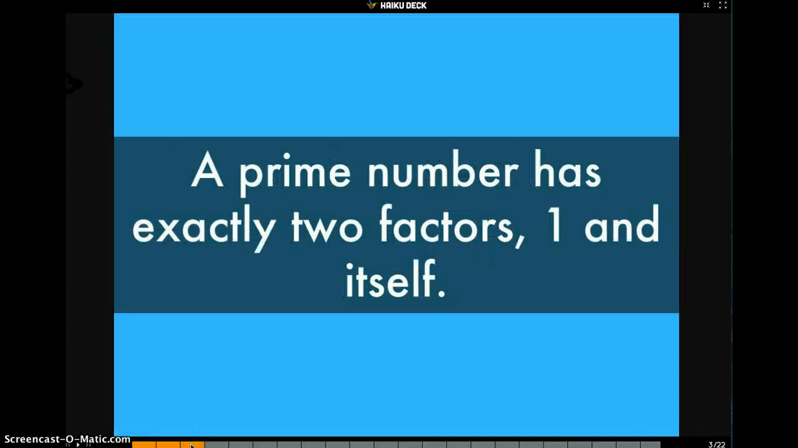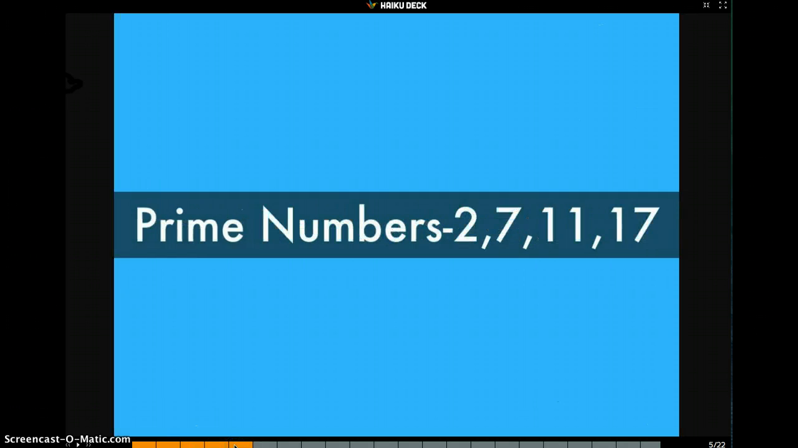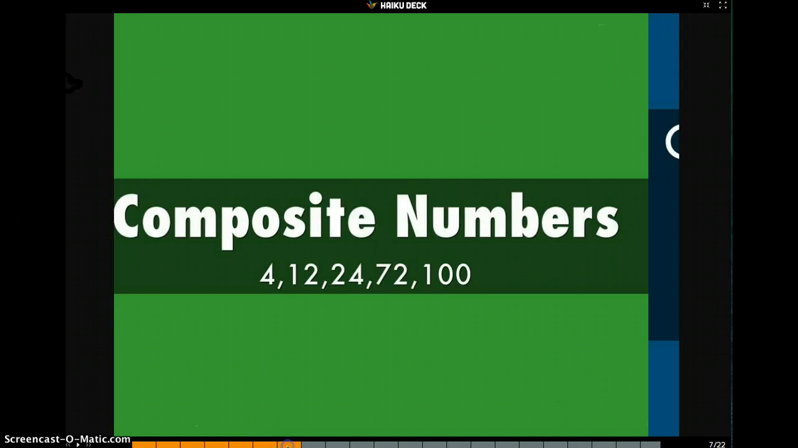Now, hopefully you know that a prime number has exactly two factors, just one and itself, and that a composite number has more than two factors. So examples of prime numbers would be 2, 7, 11, 17, and examples of composite numbers would be 4, 12, 24, 72, 100. So besides 2, every even number is going to be a composite number.